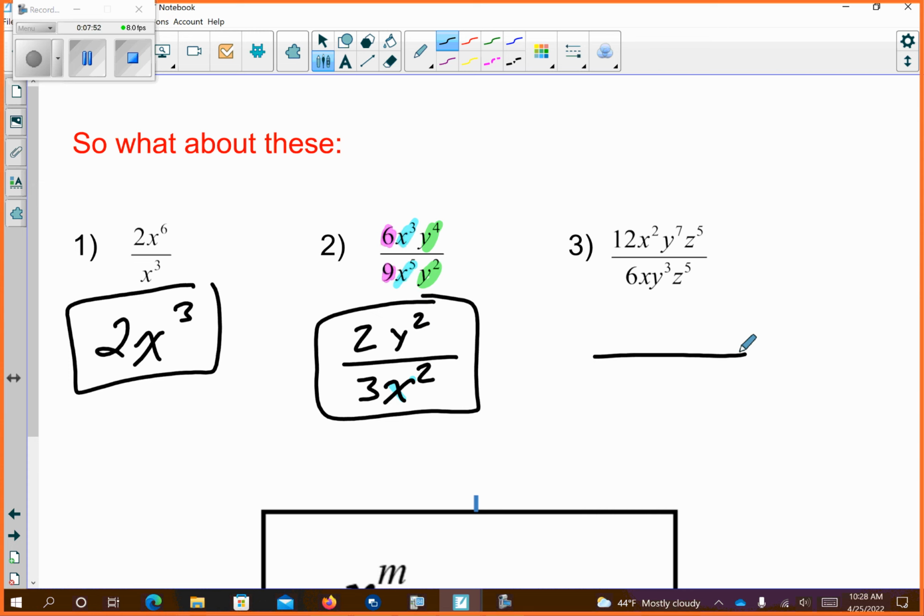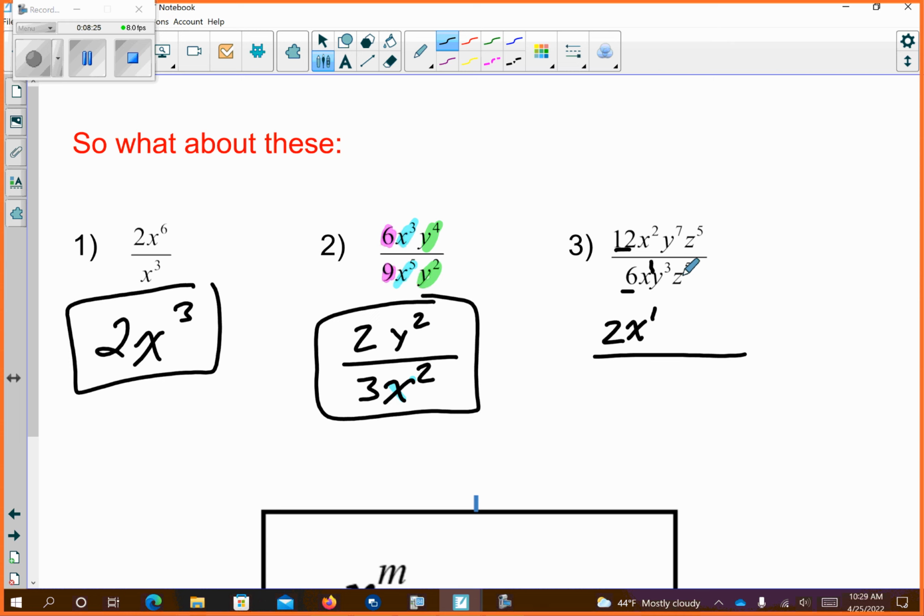All right, 12 over 6 reduces to? Not quite. How many times does 6 go into 12? 2. So I get a 2 on top. I'd have a 1 on bottom. I don't necessarily need it. Let's look at the x's. If x is sitting there alone, that's x to the first. Who wins on x's, top or bottom? Top by how many? 1. So I can keep it as x to the first. I could make it x if I wanted to.